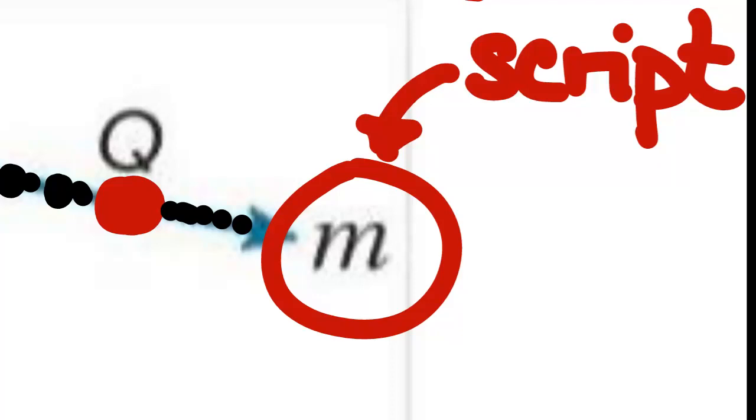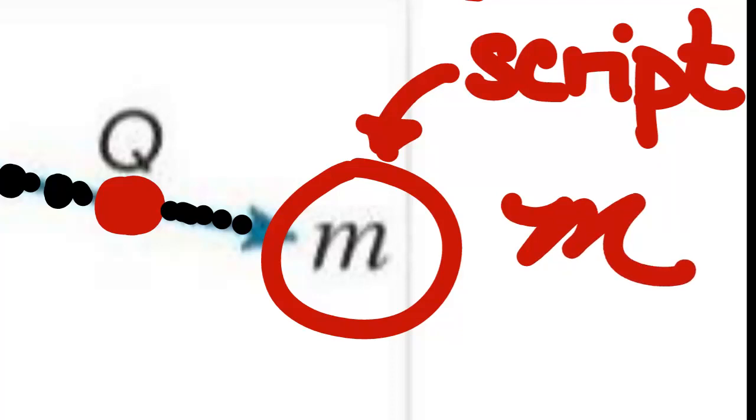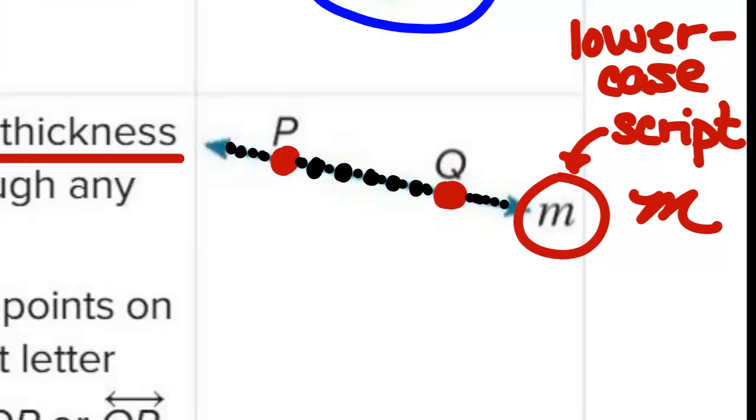I don't like the way the font in your book tries to show cursive because I don't think it looks very cursive-y or scripty. So I usually make mine a lot more loopy so that it looks like a cursive M. So we can name our lines by writing the word line, L-I-N-E, and then using a lowercase cursive letter. So I could call this line little m. Line M.